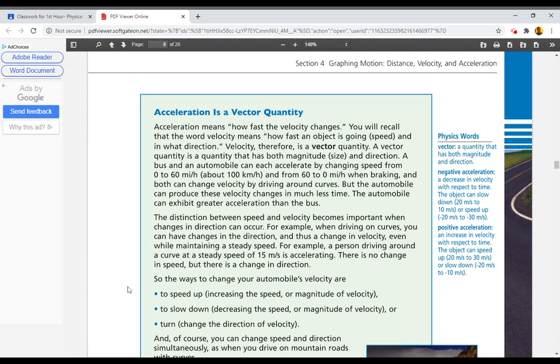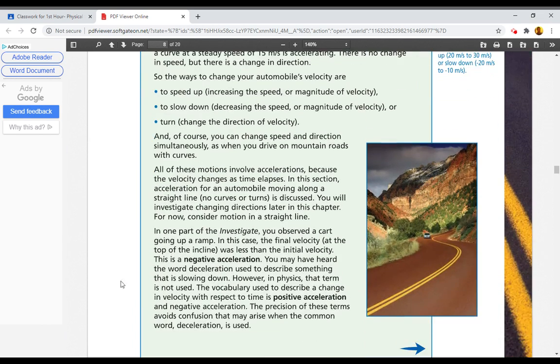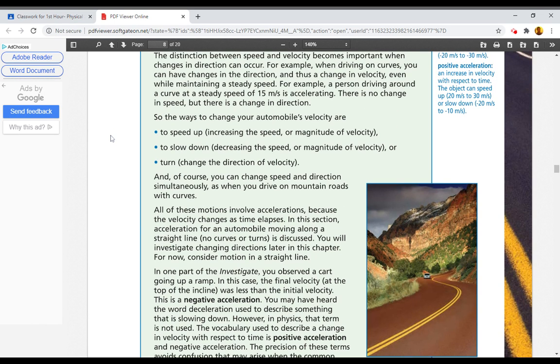So the ways to change your automobile's velocity are to speed up, increasing the speed or magnitude of velocity, to slow down, decreasing the speed or magnitude of velocity, or turn, which is changing the direction of velocity. So again, 3 ways to change an automobile's velocity: speed up, slow down, turn.